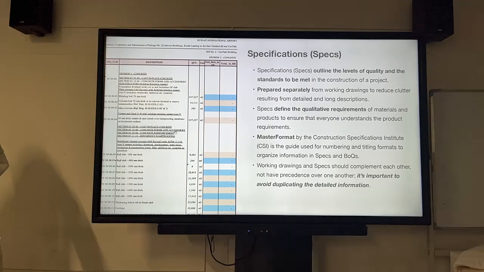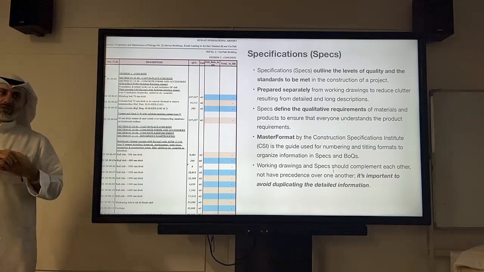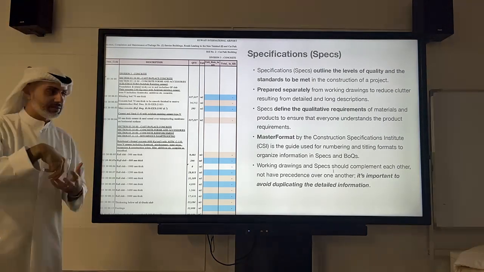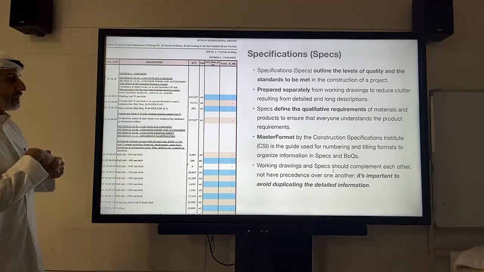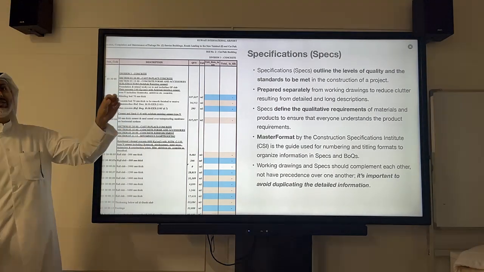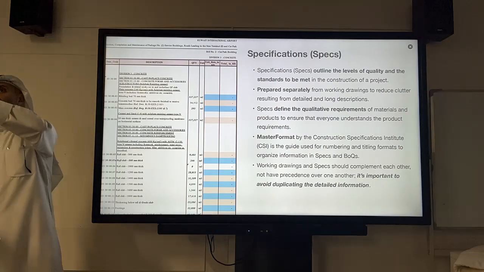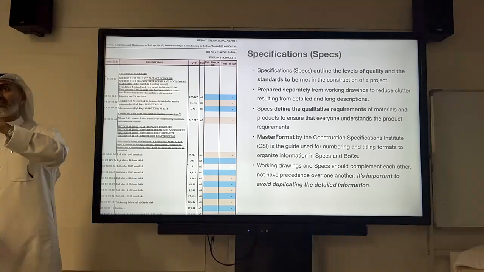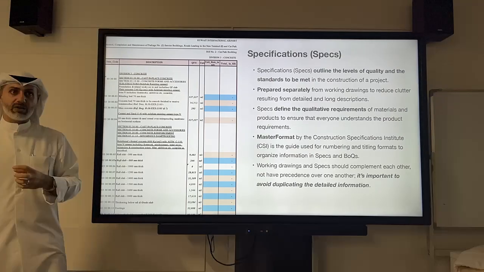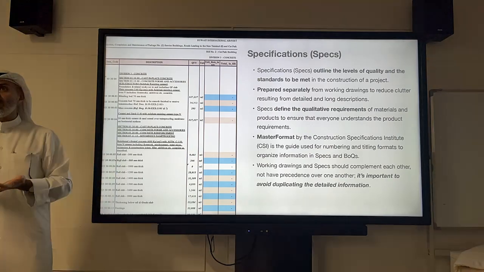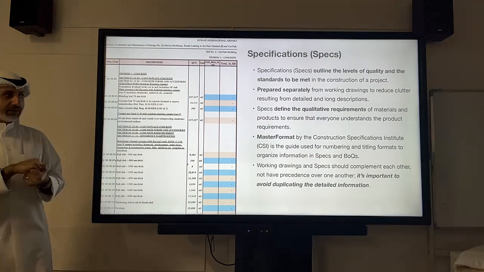I'll show you that. Working drawings and specifications are there to complement each other. They work together, and one may have precedence over the other. But it's also important to avoid duplicating. If I have a detailed description in my specs, I don't repeat the same detailed description in my drawings. I take a summarized version of that and put it in the working drawings as a reference. If I know there are a lot of details, I'm not going to clutter my drawings with that.